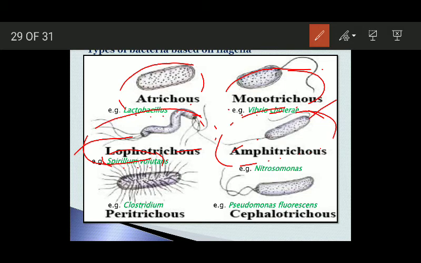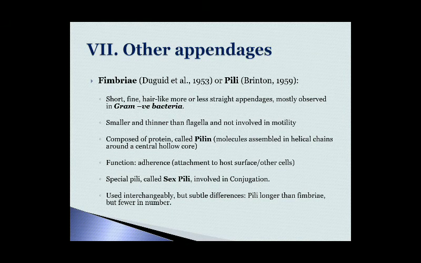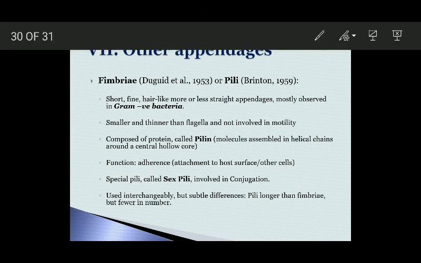We have already discussed these details. Peritrichous, the bacterial flagella are distributed all over the surface of the bacterium. And then finally Cephalotrichous, you have a group of flagella only at one side of the bacterial cell. Now the other appendages that we are to discuss, they include fimbriae and pili.